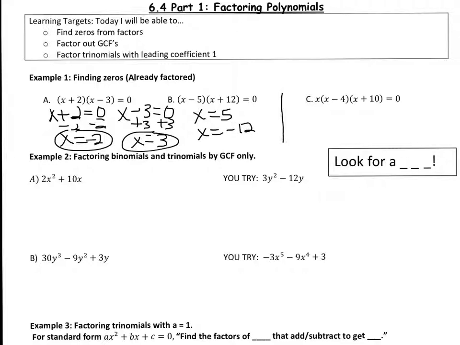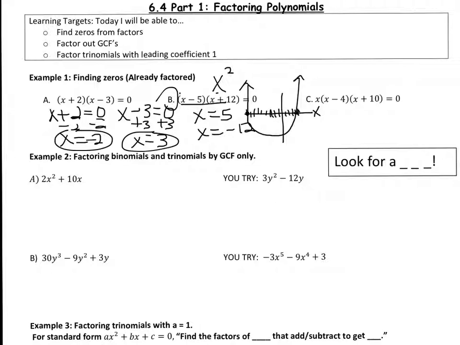What does that mean to have zeros there? Remember, zeros are where the graph crosses the x-axis. And so example B would cross at positive 5, 1, 2, 3, 4, 5, and negative 12, so like way back here. X times x would be x squared, and x squareds have the shape of parabolas. So that would be a rough sketch of what that graph would look like. You could plug that into y equals on your calculator to confirm it.